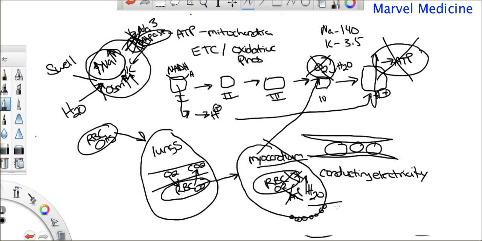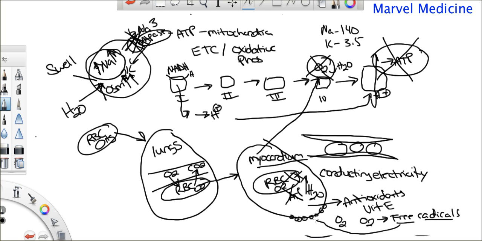Now, every single cell has antioxidants. This is vitamin E, and the whole glutathione peroxidase, all that stuff. That is an antioxidant. Why do we need antioxidants? Because oxygen, when it combines with other oxygens, makes free radicals. What are these free radicals doing? They're pretty bad. What they like doing is going and damaging this membrane here. They damage membranes, okay? Well, what's the big deal? Well, the big deal is this.